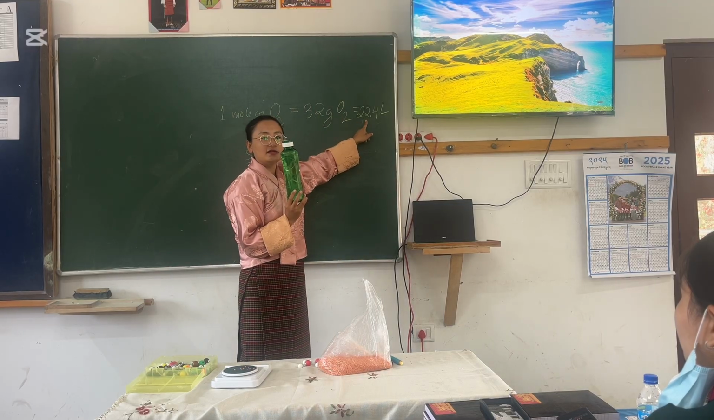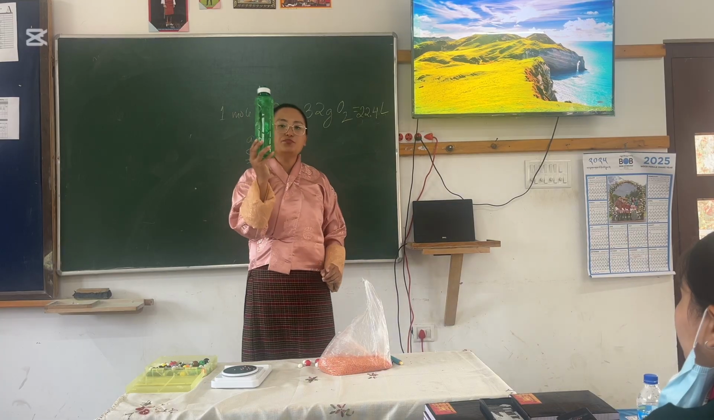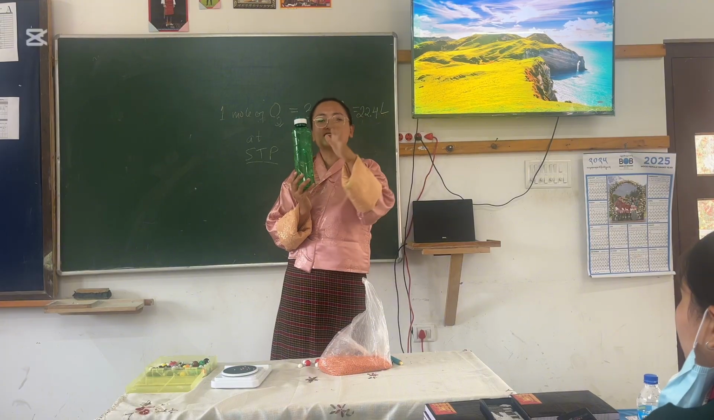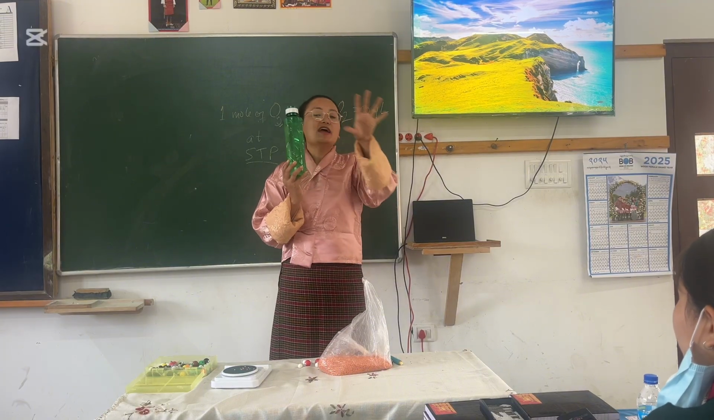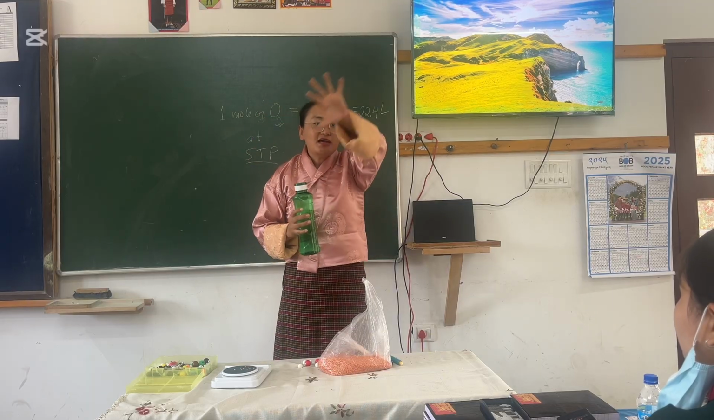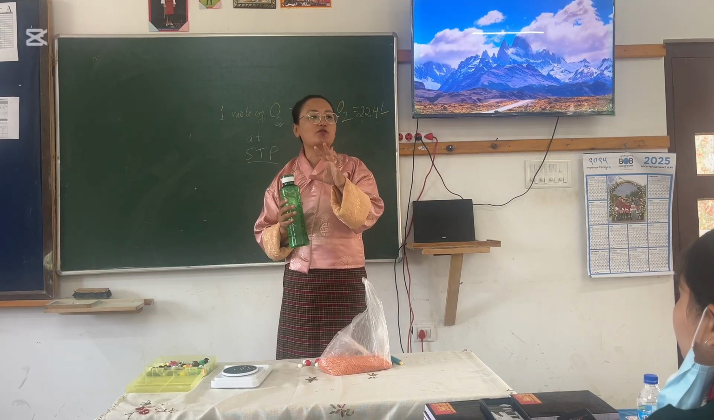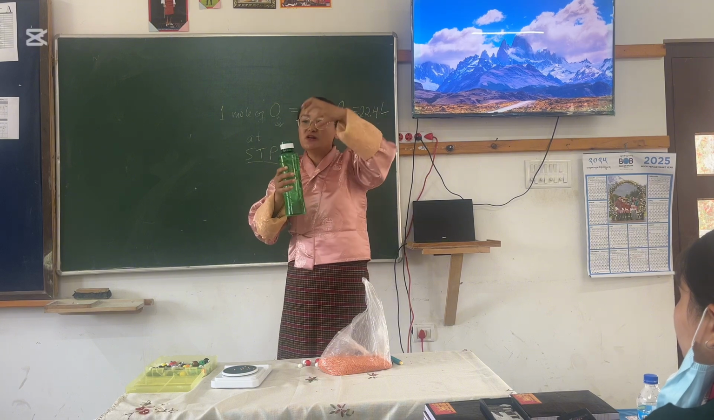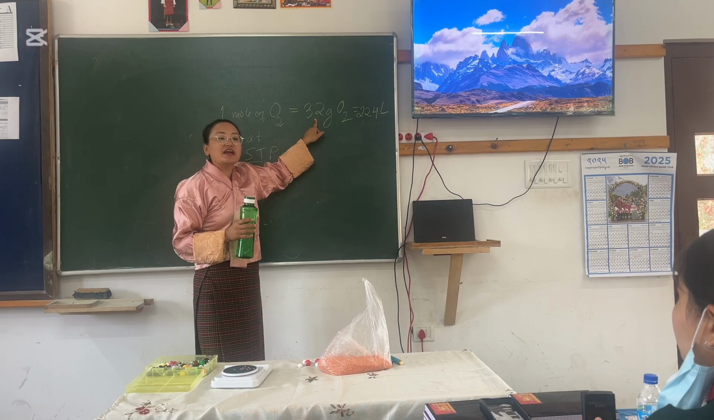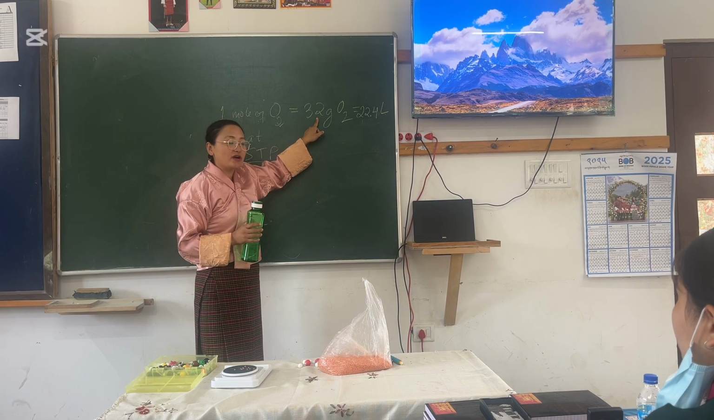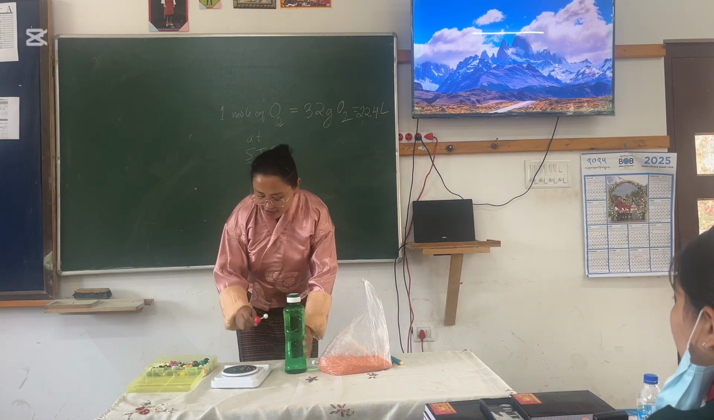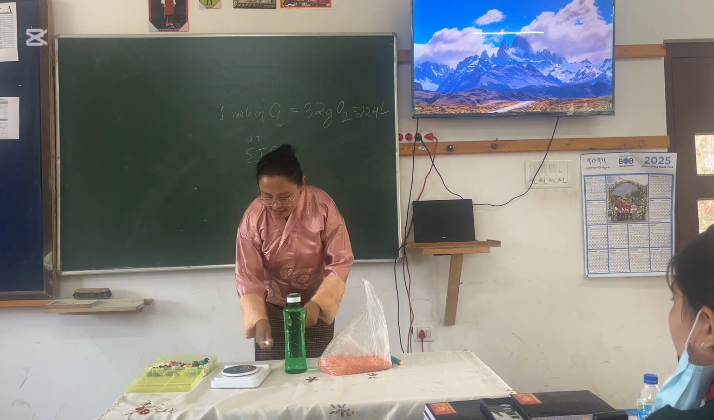1 mole, 22.4 liters. So you need how many bottles of this 1 liter bottle? 22, and the 0.4 is roughly 22 more. So you need around 22 bottles of 1 liter filled with oxygen. Meaning, if you weigh these 22 bottles which are filled with oxygen, the weight of this gas will be 32 grams.